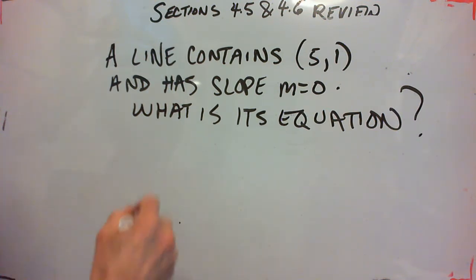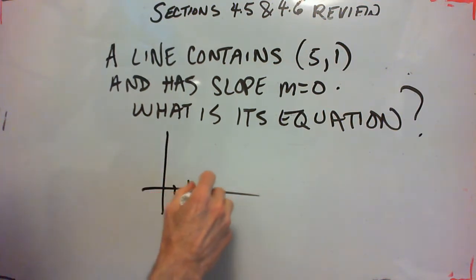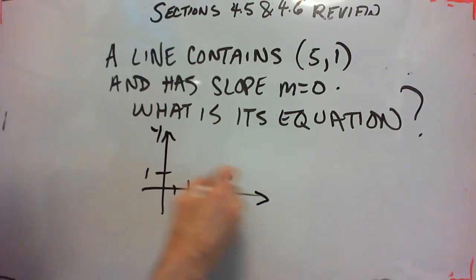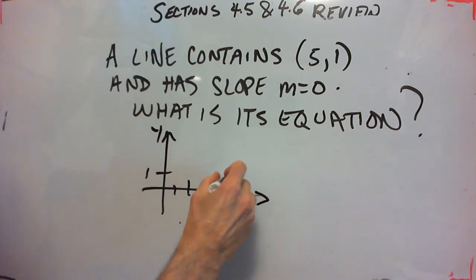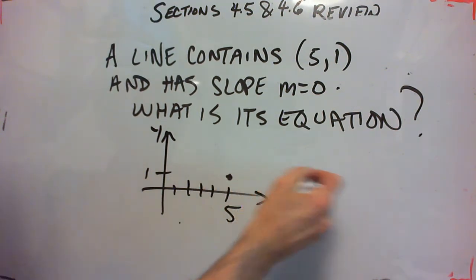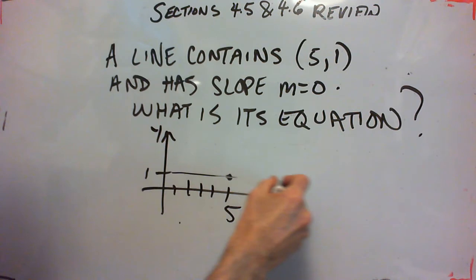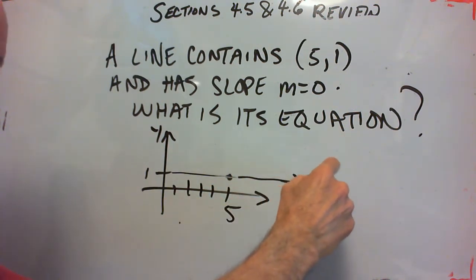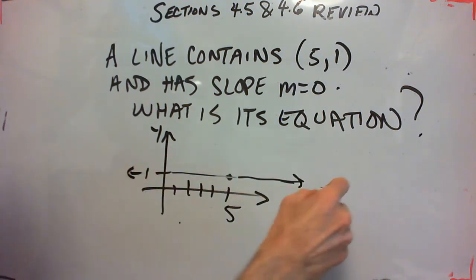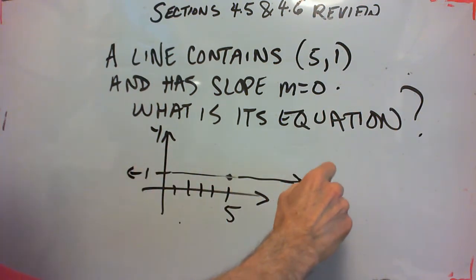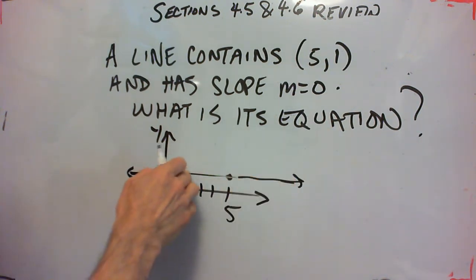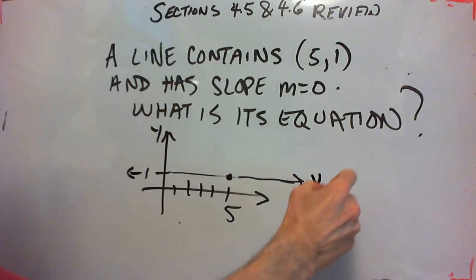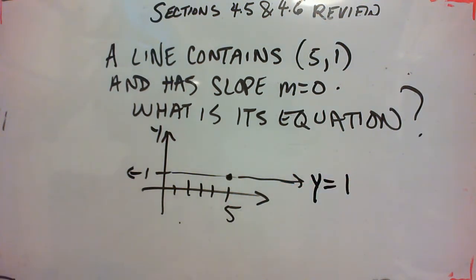m equals 0. If we were to plot this point (5, 1), m equals 0 means you go up 0 over however many points. It's a horizontal line. And horizontal lines have the form y equals k, whatever the y value is on the line. Well, for this line, all the y values are 1. So y equals 1 is our answer.